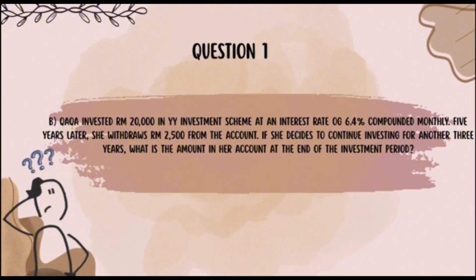So let's go to question 1b. Kakak invested RM20,000 in an investment scheme with 6.4% interest rate compounded monthly. After 5 years, she withdrew RM2,500. Then she continued to invest the remaining amount for another 3 years. So now we need to find how much money she will have at the end of the total investment period.